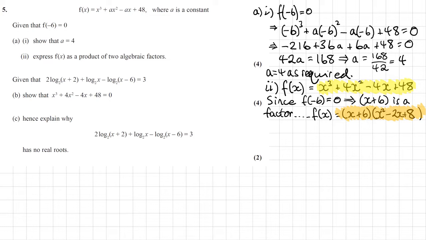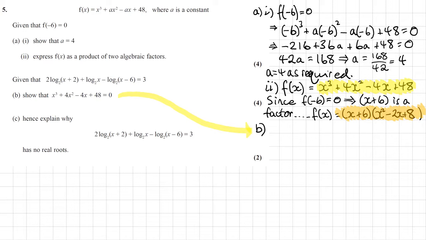Right, moving on to part B. Given that 2 log to the base 2 of x plus 2, plus log to the base 2 of x, minus log to the base 2 of x minus 6 equals 3, show that x cubed plus 4x squared minus 4x plus 48 is equal to 0. Right, so we're going to be using the rules of logs to get this into the required form.